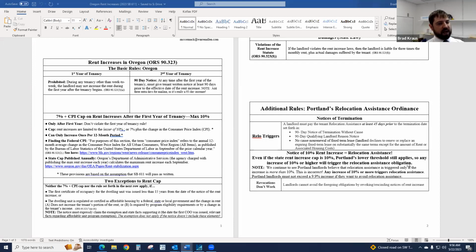Let's talk about the flip side. All right, let's say the flip side of things occurs, and let's say the CPI is low. So let's say the CPI is 1%. Okay, so we would not trigger the 10%, right? We would trigger the lesser, which would be 7 plus 1%. So your maximum rent increase under state law would be 8%.